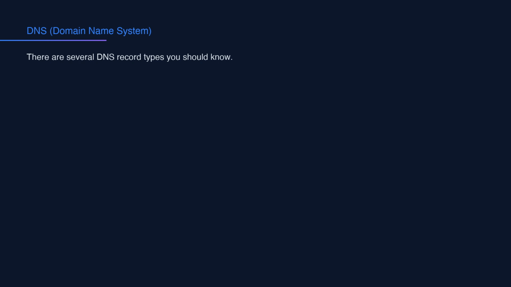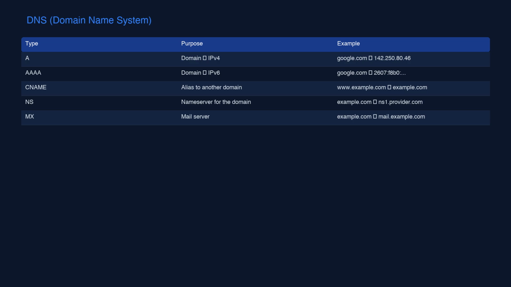There are several DNS record types you should know. An A record maps a domain to an IPv4 address. Quad A maps to IPv6. CNAME creates an alias from one domain to another. NS specifies the name server, and MX points to the mail server. In interviews, A records and CNAME are the most commonly referenced.